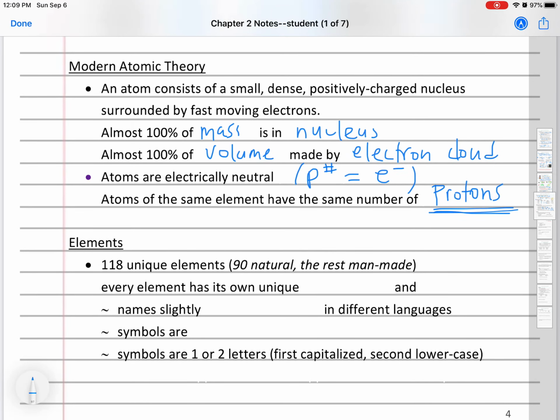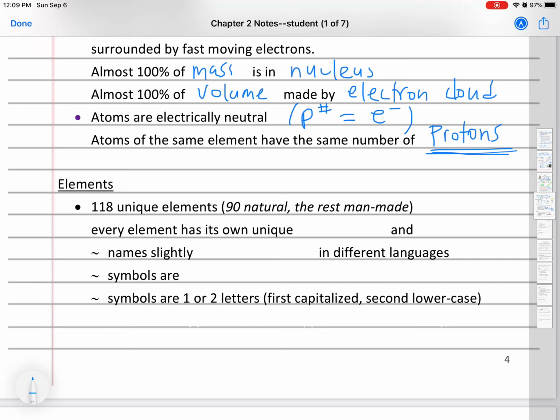Okay, so as I left off saying with modern atomic theory, the number of protons that an atom has defines what element it is. All atoms with 20 protons are of the same element. So it's the number of protons that determines the element.